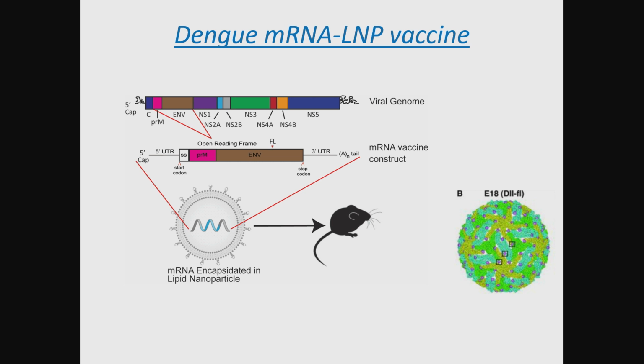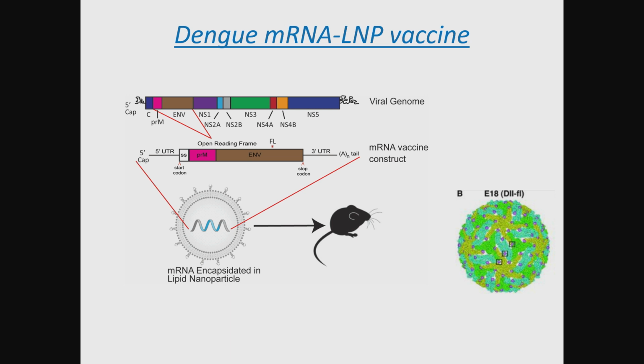So here are the constructs that we're making. Again, we're using the same strategy where we're taking the membrane and the envelope protein coding regions and putting them behind a signal peptide. This open reading frame is flanked by the 5' and 3' untranslated regions. This RNA is in vitro synthesized, and then we can enzymatically add a 5' cap and a 3' poly-A tail. We made both the wild-type version of this construct, and a mutant version of the vaccine with the fusion loop epitope mutated.